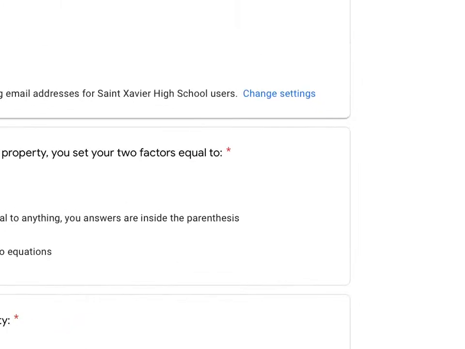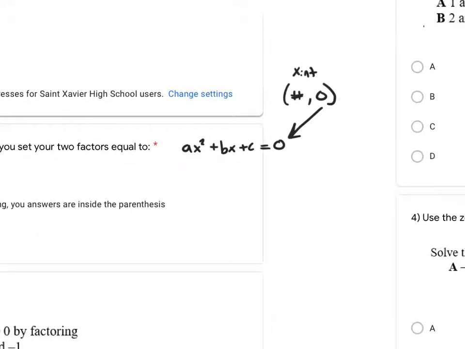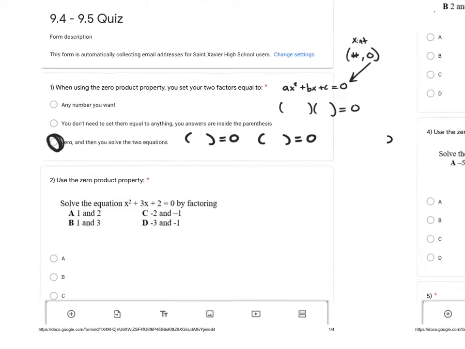Now, what this is talking about is whenever we're given a quadratic expression, we always want it equal to 0 when we're solving for our solutions, because our solutions are really just x-intercepts, which are some x value, comma, 0. So that's why we want it set up equal to 0 so that we can solve for x. And then what we did was we'd factor it into its two pieces. And the zero product property is where you then take both pieces and set them up equal to 0. And then you'd solve.